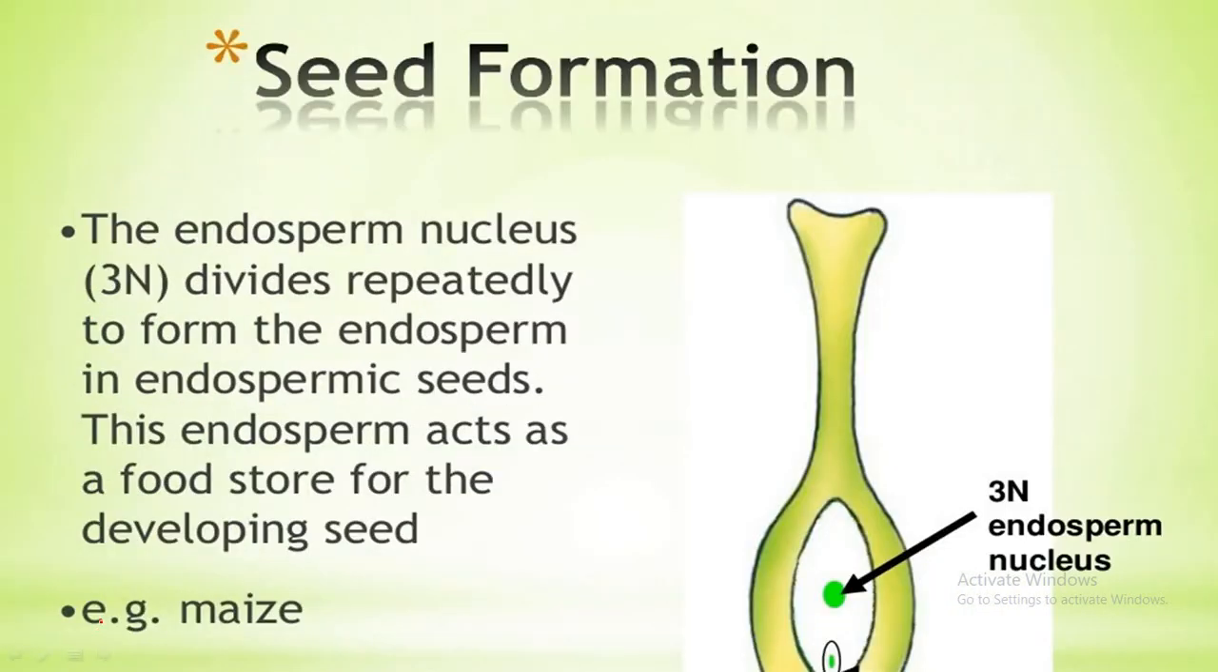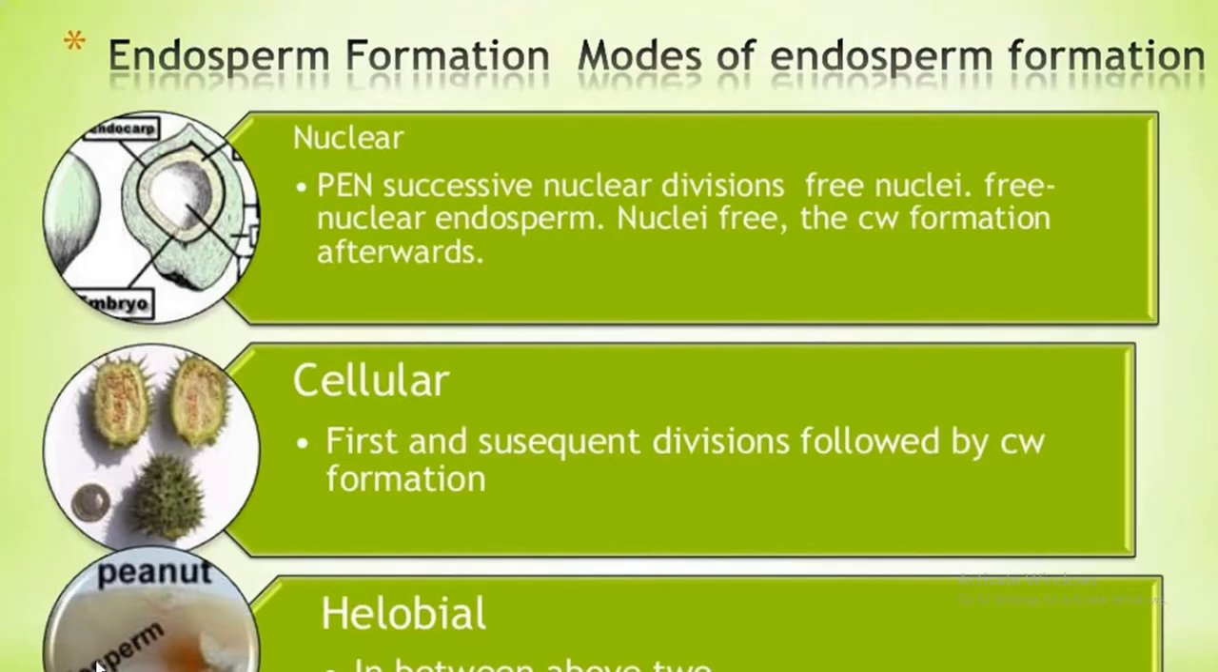Now, seed formation: the endosperm nucleus, that is the triploid nucleus, divides repeatedly and forms the endosperm in endospermic seeds. This endosperm acts as a food storage for the developing seed. Example is the maize. Okay, these are the three steps. This is the endosperm formation or modes of endosperm formation.